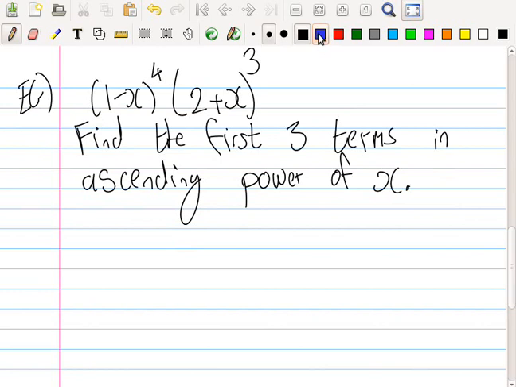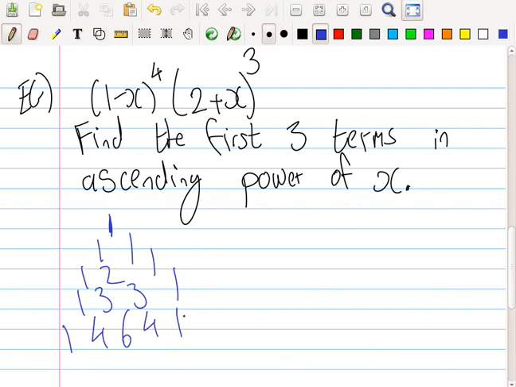Okay, so this is the type that you might get in the exam. So what do we do first? The triangle. How far do I need to go? 4. Okay, can you just write that down and then I'll go down and do the answer.